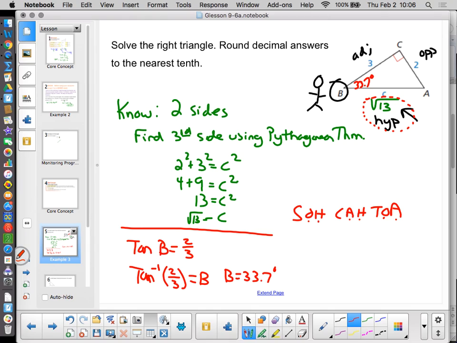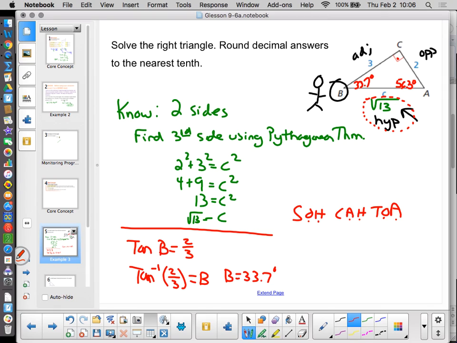Which means now this third angle, because the angles of a triangle have to add up to 180, now I've taken away 90 for the right angle. The right angle was 90. So I have 90 degrees left to spend in this triangle. I spent 33.7 of those degrees here. That means my other angle has to be 56.3 degrees.